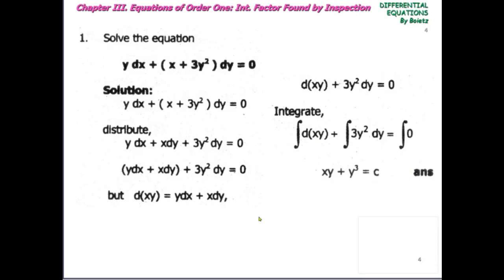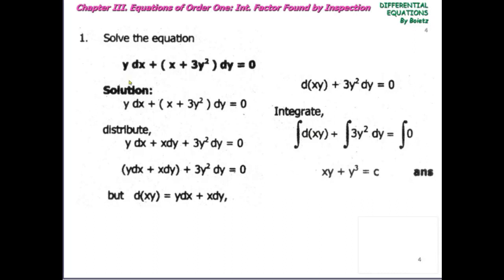So this is easier, right? By inspection is easier. But why by inspection? It is called by inspection because when you look at the problem, you can convert it into an exact differential, or simplify the terms into a single differential, wherein the integral is quite easy because you just remove the derivative, the d. From the derivative, it just becomes a variable. Okay? So that is the integrating factor found by inspection.